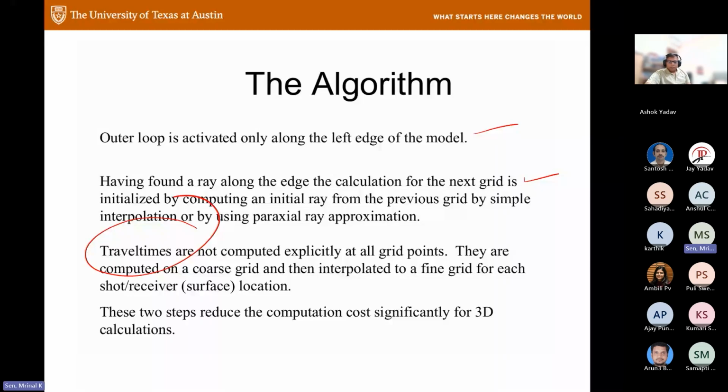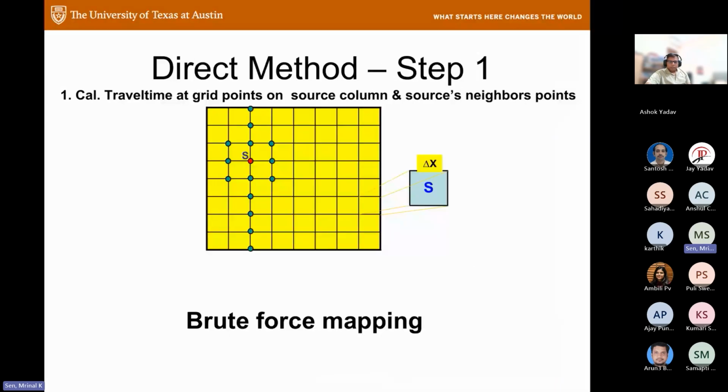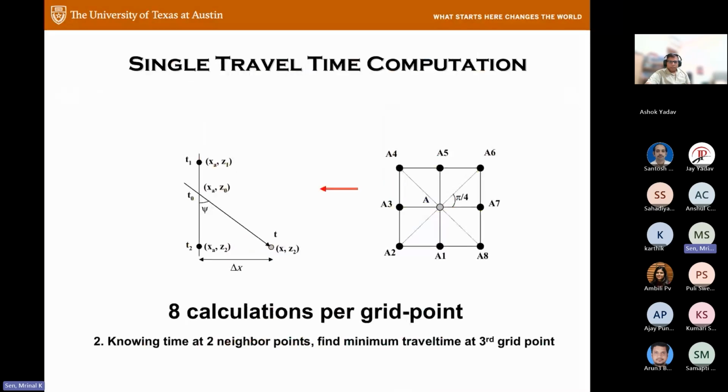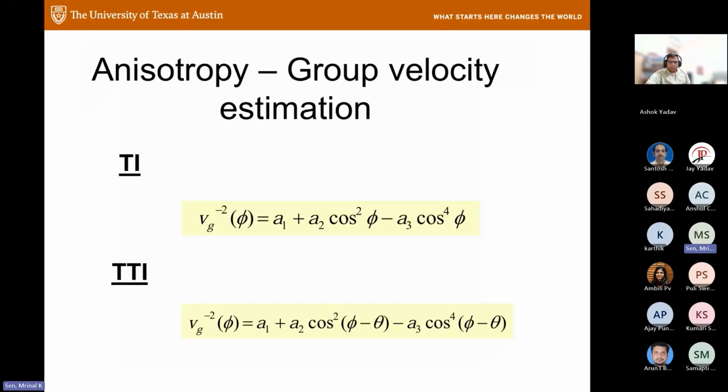So for this finite difference based direct method, which I talked about earlier, the way it goes is that you search in different directions, different columns and rows, then pick the minimum time. And this is some detail that I'm going to skip. And we extended this to anisotropic media for both VTI and TTI.